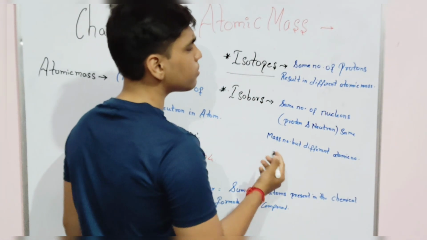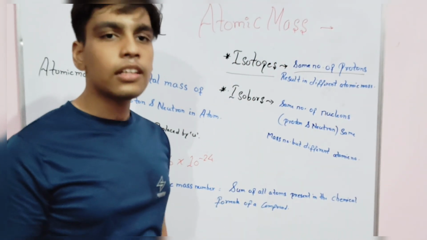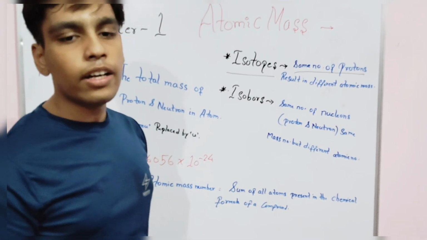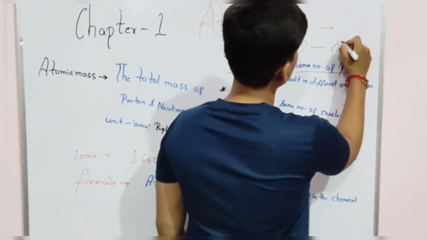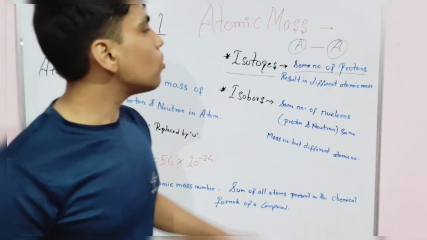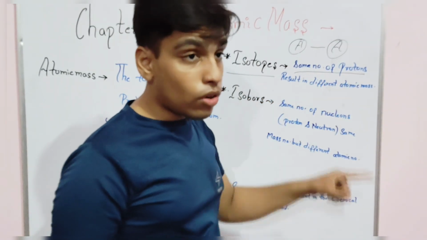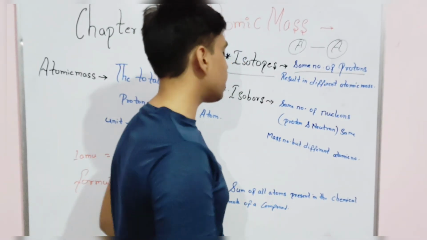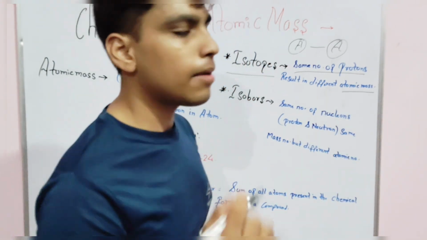What is isotopes? Isotopes have same number of protons, but their neutrons are different. If the number of neutrons is different, the mass will be different, but the atomic number of two elements will be the same. If it is an atomic number of A, and here also we have the same element, so I am naming it A. So these two have same protons, but their number of neutrons is less or more. Both have different numbers of neutrons, so the atomic mass will be different, but the atomic number will be the same.